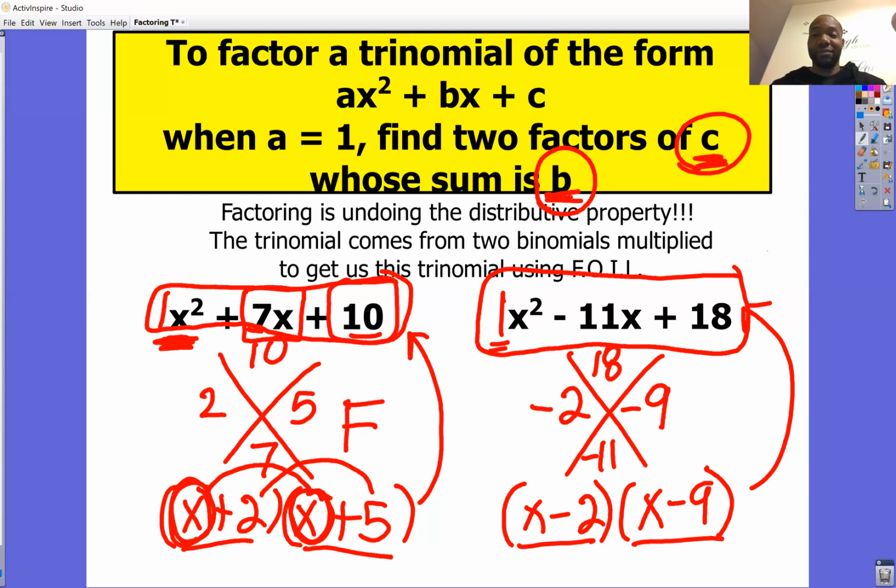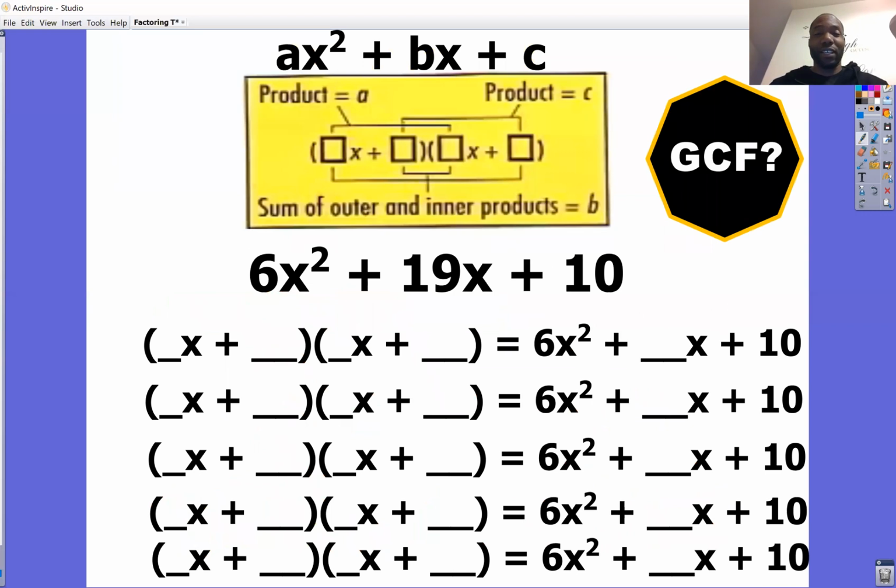Review. Now the new. So here's the issue that we have now. Y'all see this right here? You see this? This A is not 1. I don't want you to write this down. I just want you to watch me.